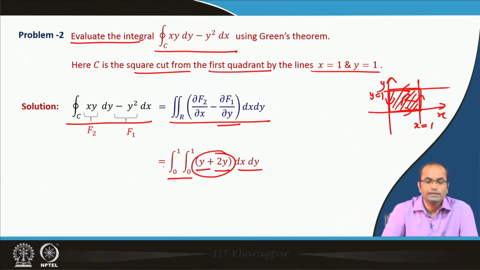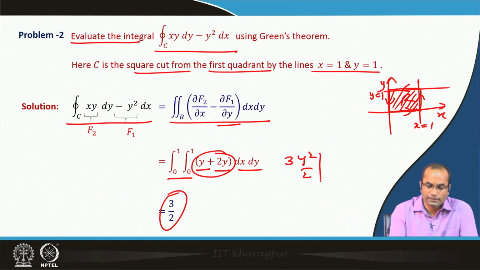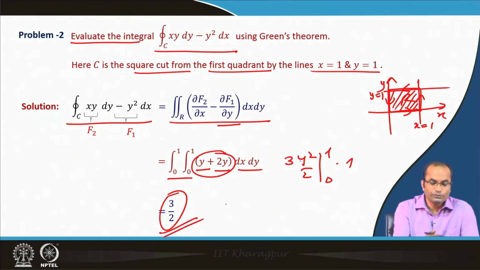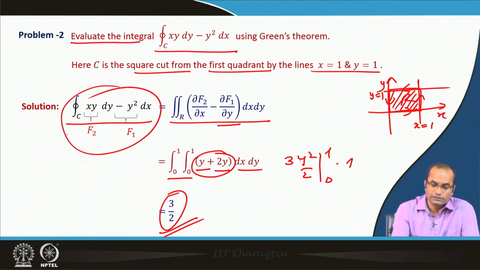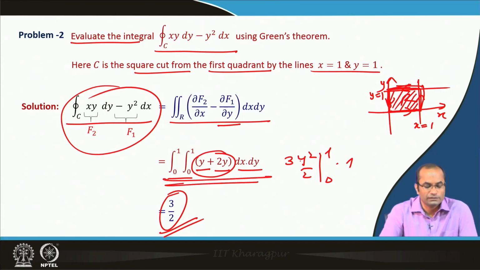We have here 3y, that means 3y square by 2, and then upper limit is 1, the lower is 0. So, we will get just 1 from there, and the other one will be also just 1. So, here we have 3 by 2 as the answer. If we do this curve integral, for instance, over these 4 lines, then naturally it will not be as simple as computing this double integral.